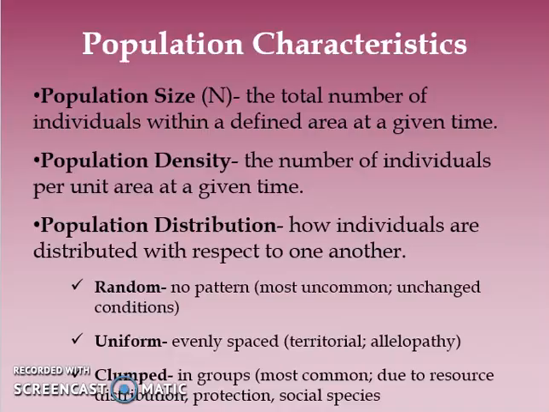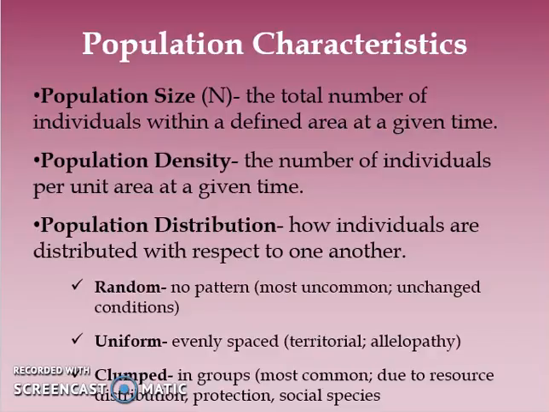Evenly spaced we see with territoriality, when an animal wants a territory, or with plants they have allelopathy, which is their form of territoriality, or being territorial. They poison the ground so no other critters or plants can grow around them.